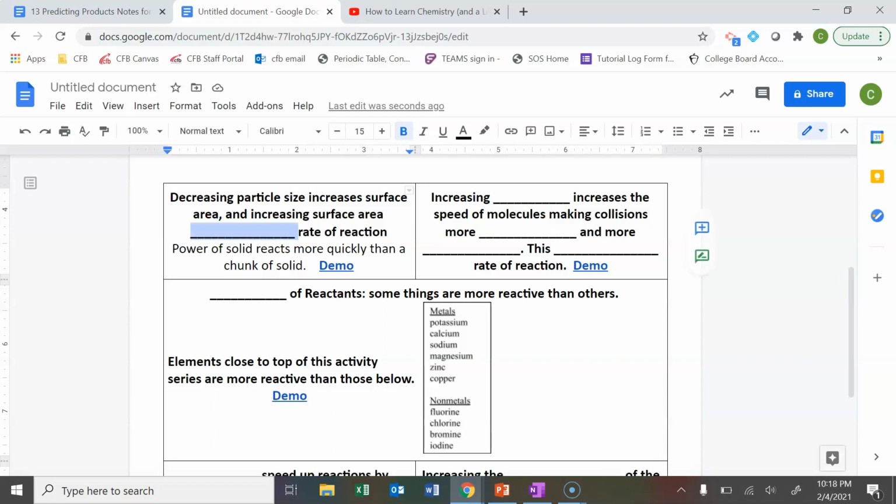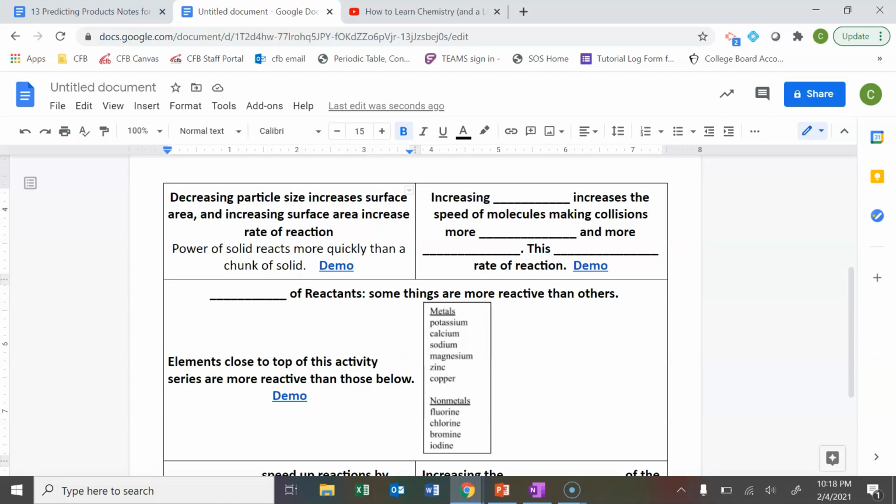And if you were to increase the surface area, you would increase the number of collisions. And that's why we would increase the rate of a reaction if we increased the surface area of one of the reactants. There's a demo here. If you want to go ahead and pause the video and watch the demo now, you could. If not, make sure that you watch it before the end of class. I think you'll find these demos interesting, and they're also really useful in understanding this stuff.